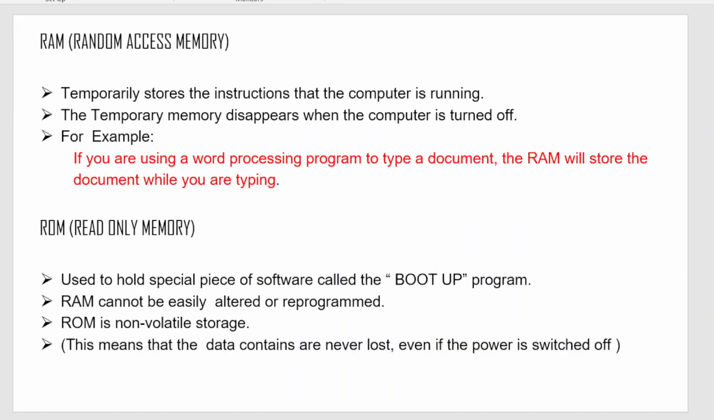RAM means random access memory and ROM means read-only memory. When we talk about RAM, it temporarily stores the instructions that the computer is running. The temporary memory disappears when the computer is turned off. For example, if you are using a word processing program to type a document, the RAM will store the document while you are typing.